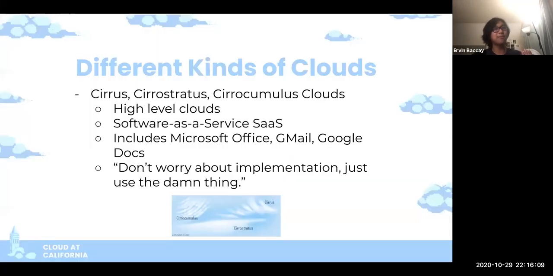So the first type of cloud is your cirrus, your cirrostratus, your cirrocumulus clouds. These are your high level clouds, right? And these deal with software as a service. So as you can see here, some examples of these very high level clouds are Microsoft Office, Gmail, and Google Docs. You don't worry about any of the implementation, you just use the thing, right?